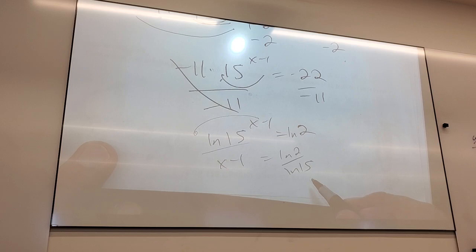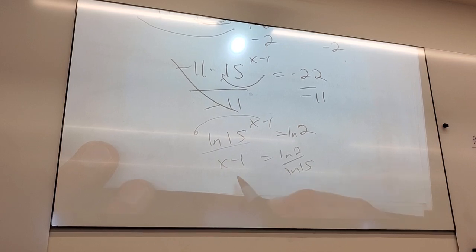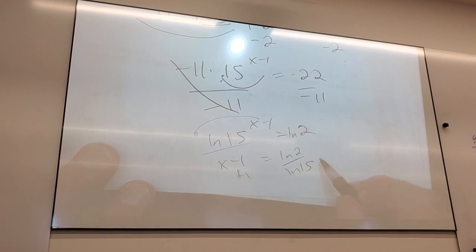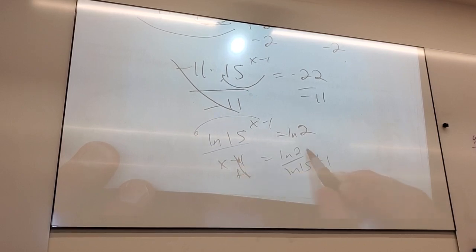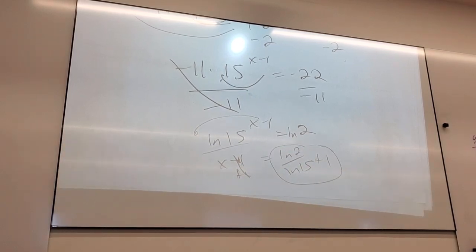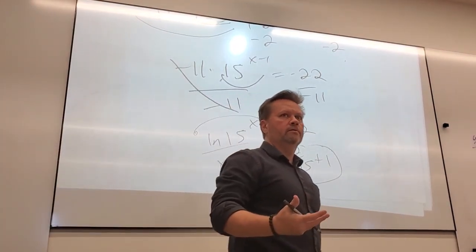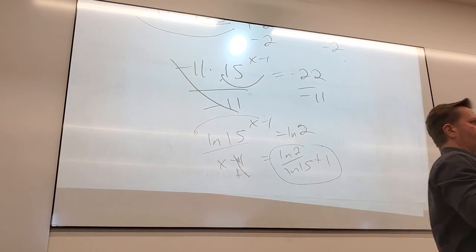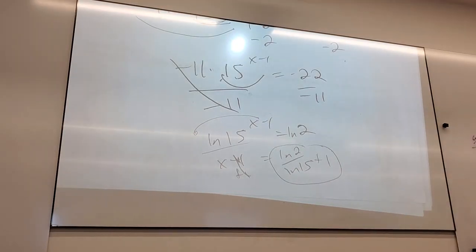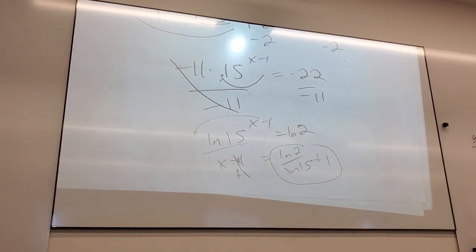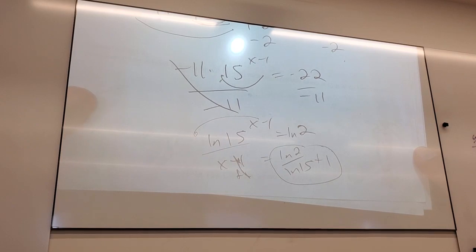You guys all with me? And then I just add 1. So x equals this business here. That's the exact answer, and then I can throw it into the calculator and get a decimal approximation. One quick little thing. So we got that.